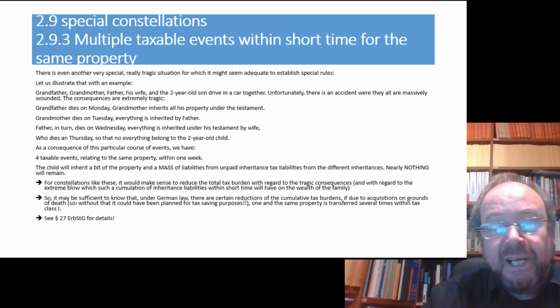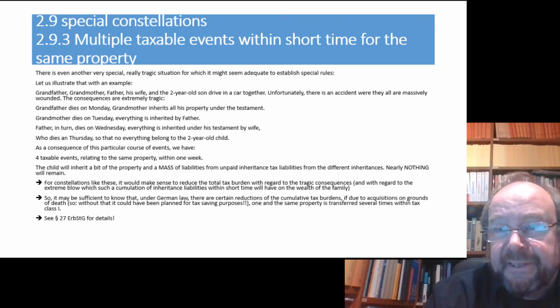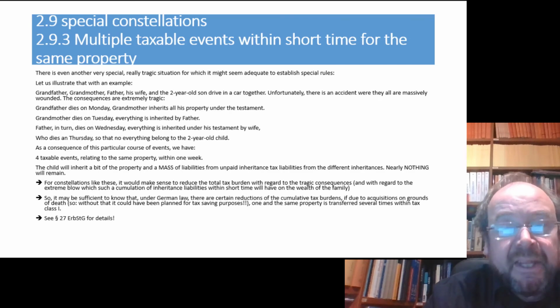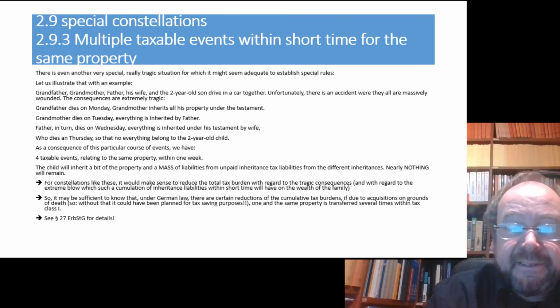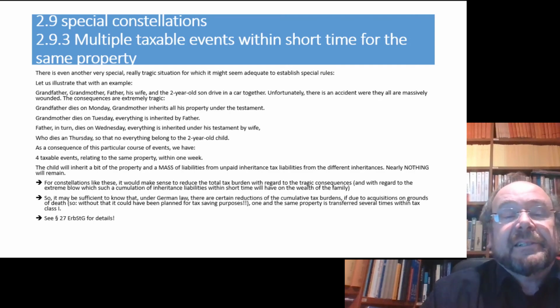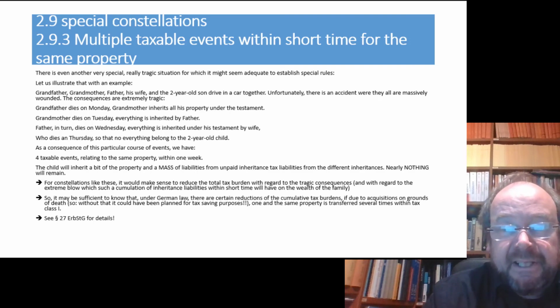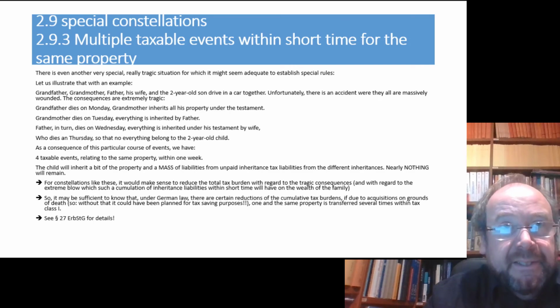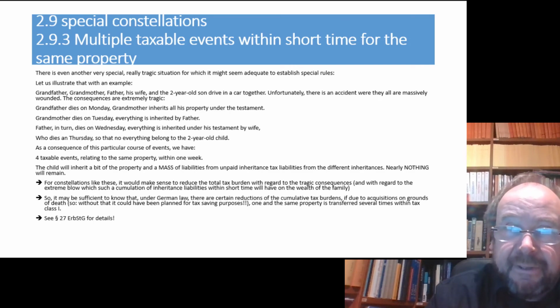Imagine this: grandfather, grandmother, father, mother, and the 2-year-old child drive in a car together. Unfortunately, the car has an accident. They are all heavily injured and lie in hospital. And now grandfather dies on Monday, and under grandfather's testament, everything he has is inherited by grandmother. Now grandmother survives only until Tuesday. Now father inherits everything. So all the assets of grandfather hop over to a new owner again.